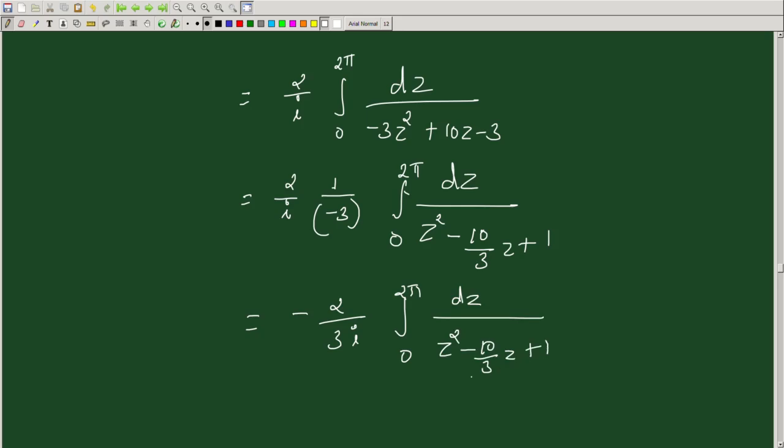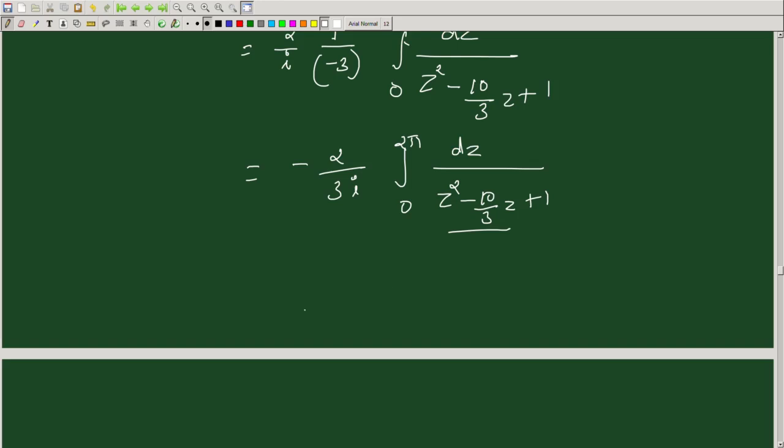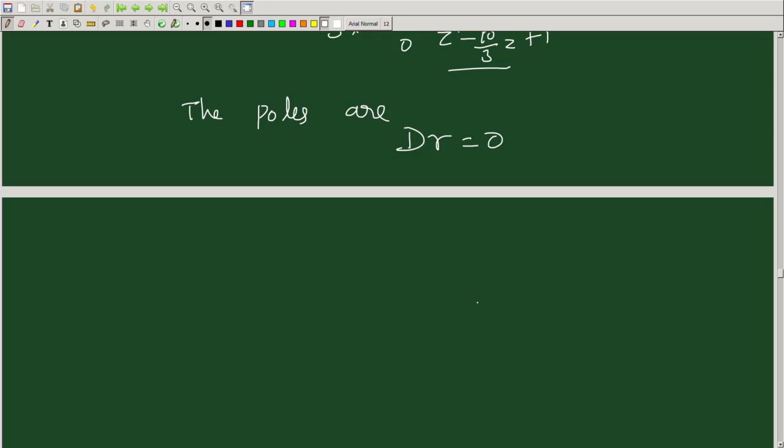So this denominator equation, it looks like what? It is a quadratic equation. So how to find residue? First you have to make the denominator equal to 0 and solve, factorizing this equation; the values are called the poles. First we need to find out the poles. The poles are the values making the denominator equal to 0, right? What is the denominator? That is z square minus 10 by 3 z plus 1 equal to 0.